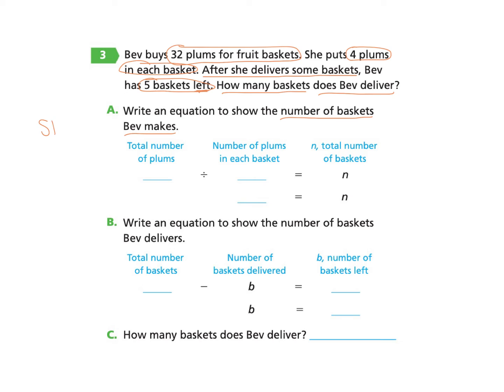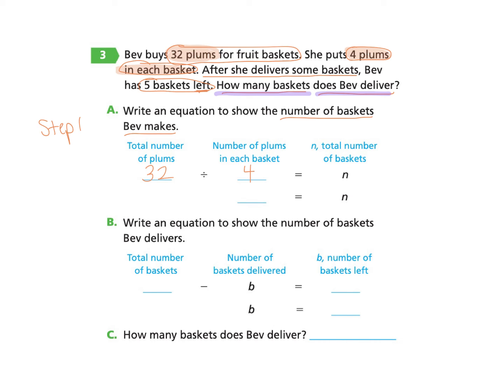So this is going to be our step 1 because our goal is to find out how many baskets she delivers. But our step 1 is to actually find how many baskets she made so we can find out how many she delivered. So we're going to take the total number of plums, which was given to us in the beginning here. There are 32 plums. So let's go ahead and write that in here. Then our next step is to write the number of plums in each basket, which we know from the word problem is 4 plums in each basket. So we can write 4 here as our divisor.